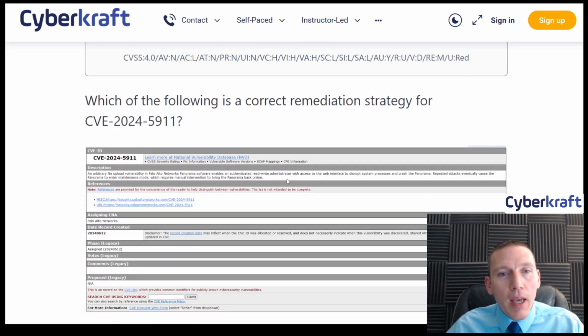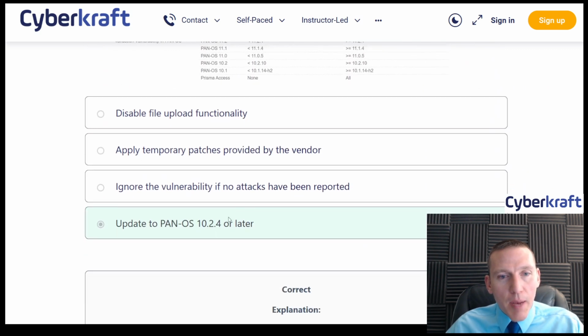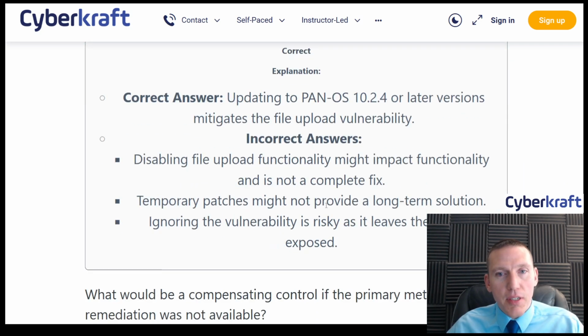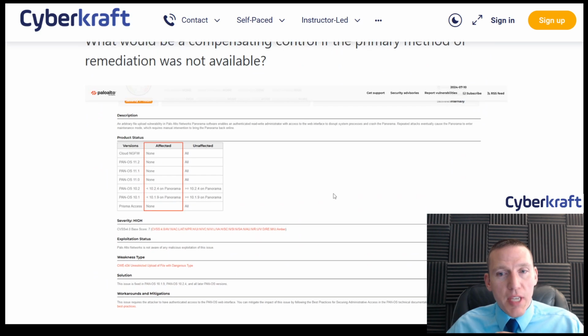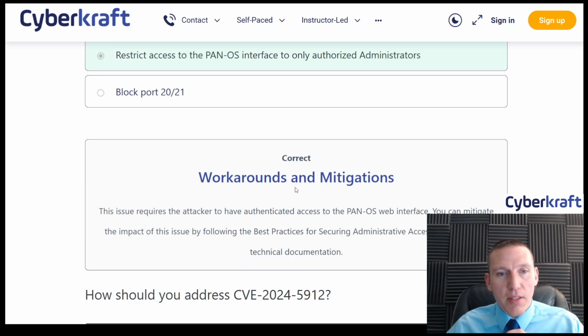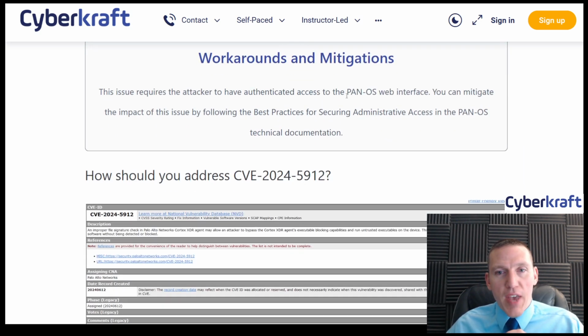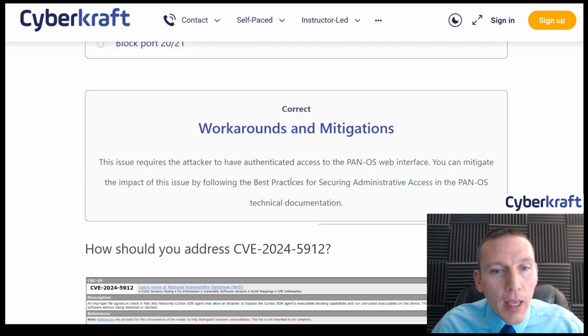So, makes sense. 5911. What are we doing here? Upgrade to this patch, because it mitigates that. And then what would we do as a compensating control? And this is correct. I think that makes the most sense. You have to have administrative access. You can mitigate the... Yeah, and basically what we were looking for there is this workaround and mitigation. That's a compensating control.